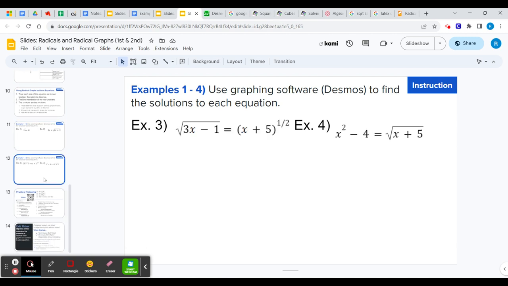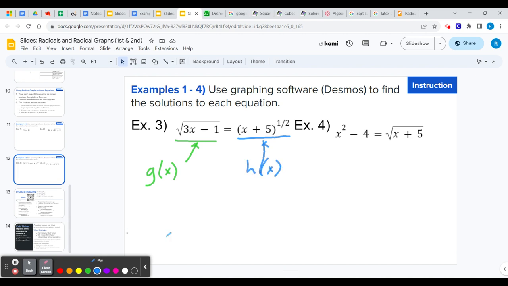So final 2 examples here, a little more complicated in our equations. Tomorrow we're going to learn how to solve these by hand, but even these problems for examples 3 and 4 can be really difficult to do. Same thing we did before. Let's set the left side to one function. Let's call this one g of x. Let's set the other side to h of x. And you'll remember that this 1/2 here is the same thing as saying a square root. So when we plug it into Desmos, we can do it either way.